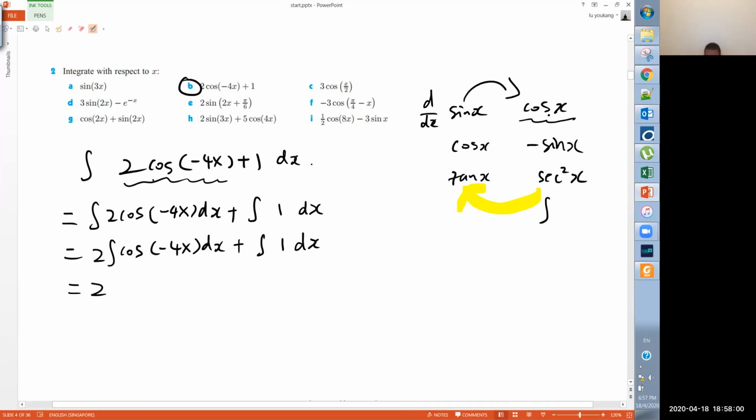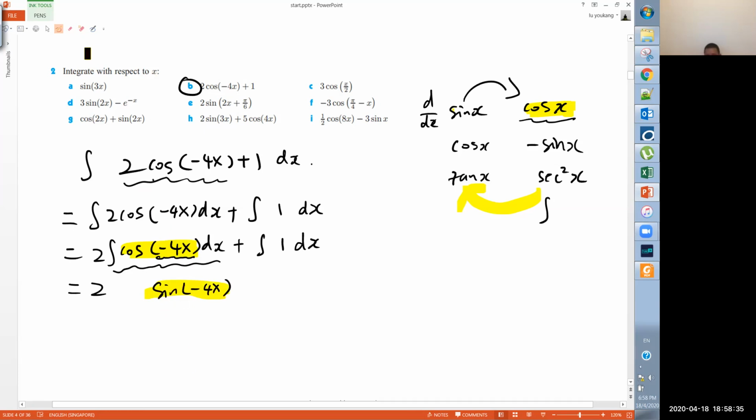Okay, so when you integrate cosine, you are supposed to get sine x. But since over here you have minus 4x, so you should have minus 4x here, right? So basically look at this. You integrate your cosine, you're supposed to get sine x. So you integrate your cosine minus 4x, so you are supposed to get sine minus 4x.